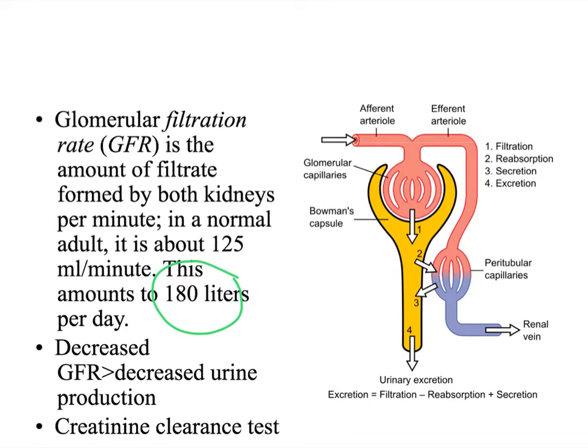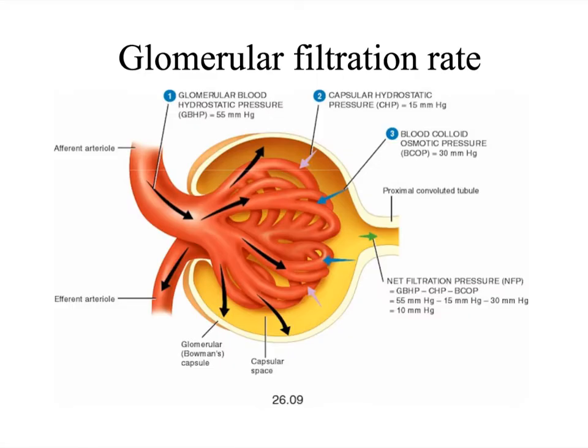And that gives them a number known as the GFR. The GFR is going to be determined on how much blood is coming in that afferent arteriole. So if you look at the hydrostatic pressure that's forcing the fluid out, that's going to be countered by the osmotic pressure that's going to be pulling fluid back in.